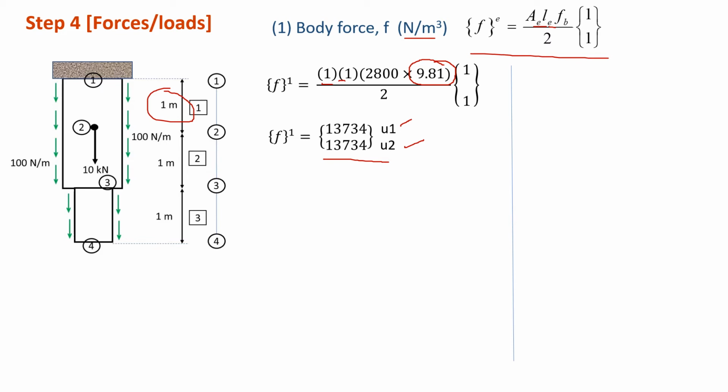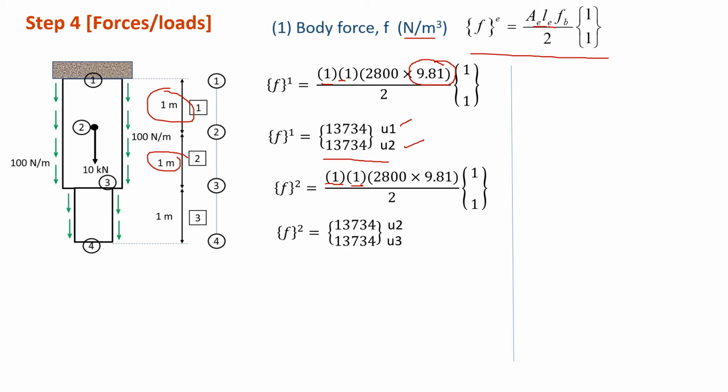Similarly, we do it for element 2. For element 2, we are talking about bar A, so still similar, A is 1 meter and L is also 1 meter. The body force should be the same because both elements are under the same bar, so they have the same weight. Then we apply this equation and obtain this value. Take note that element 2 is between U2 and U3.